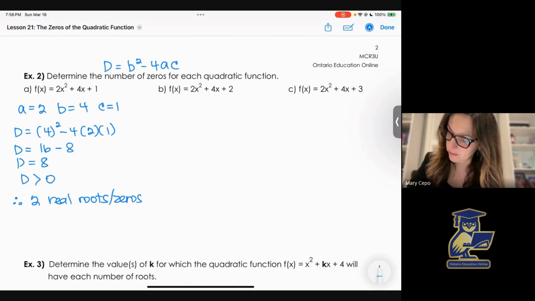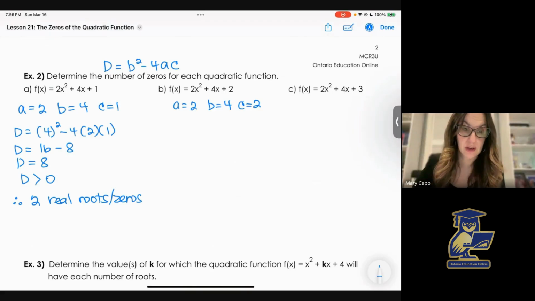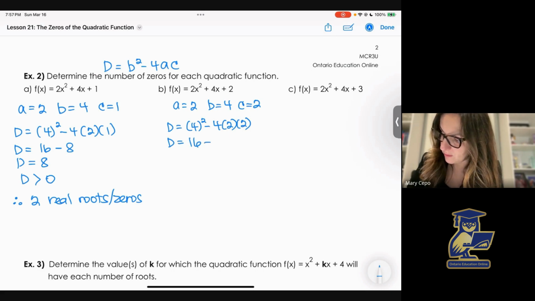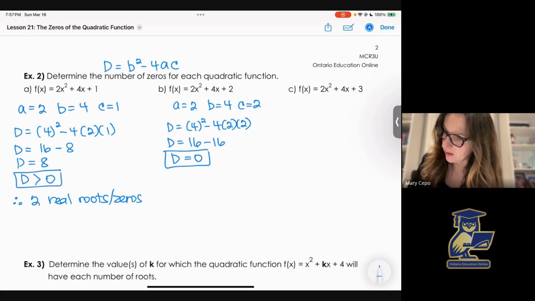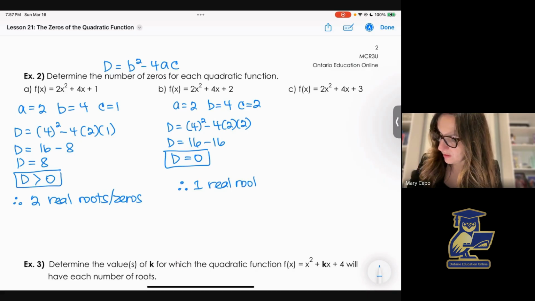Okay, looking at B, we know A is equal to 2, B is equal to 4, C is equal to 2. Again, determine the discriminant, and from there we can decide how many zeros the quadratic function has. So we would have D is equal to 4 squared minus 4 times 2 times 2. So 4 squared we know is 16. 4 times 2 times 2 is minus 16. So D is equal to 0. Therefore, 1 real root or zero.